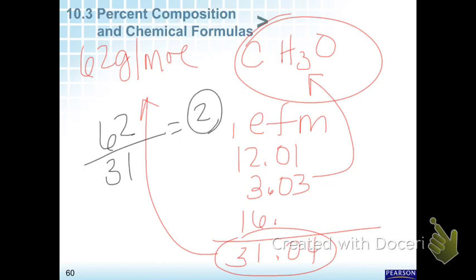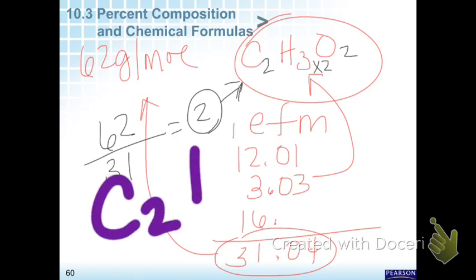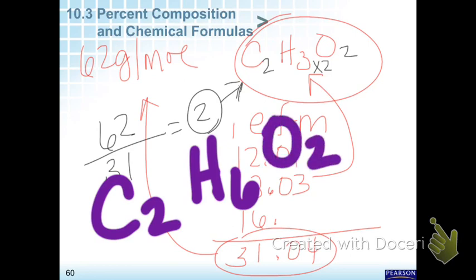Distribute that here. So you're going to give a 2 to carbon. Multiply the 3 by a 2. And then give 2 to oxygen. So that your new formula is C2H6O2. That's our molecular formula. This tells us exactly how many carbons, exactly how many hydrogens, exactly how many oxygens.